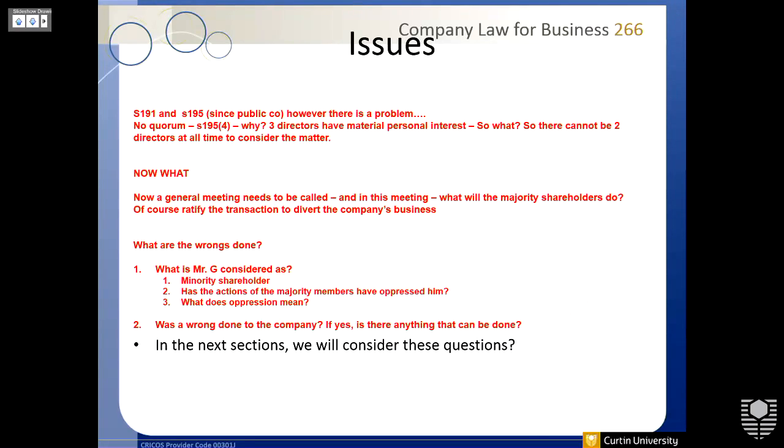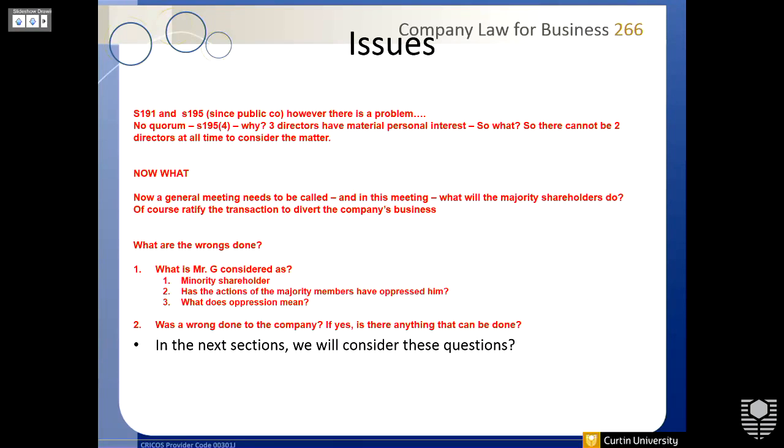Has the action of the majority members oppressed him? That's the next question we want to ask. Is it oppression on Mr. G? By bringing the business of the company elsewhere, would it be oppression? Yes, because you now cannot participate in the profits that are going to come out of that contract, and that could be deemed to be oppressive. All right? Next, what does oppression mean? That's what we're going to look at in terms of sections 232, 233, 234, and 235 of the Corporations Act.